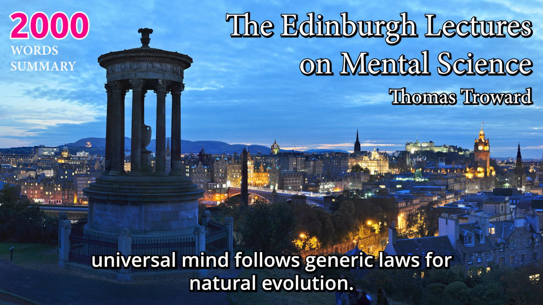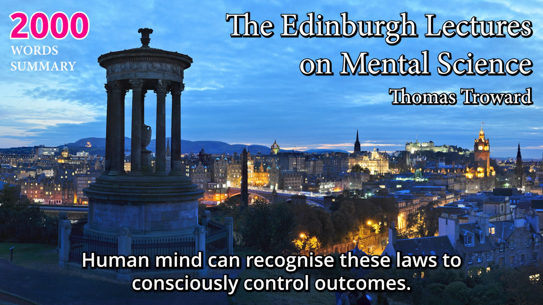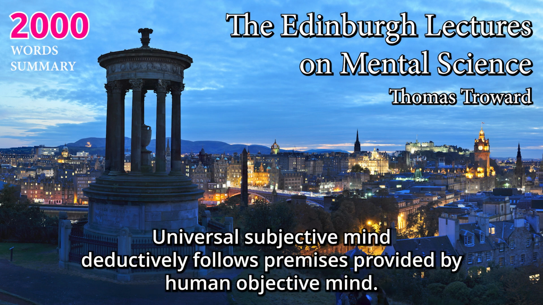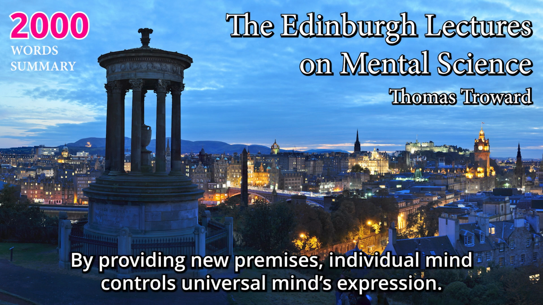Universal mind follows generic laws for natural evolution. Human mind can recognize these laws to consciously control outcomes. Universal subjective mind deductively follows premises provided by human objective mind. By providing new premises, individual mind controls universal mind's expression.